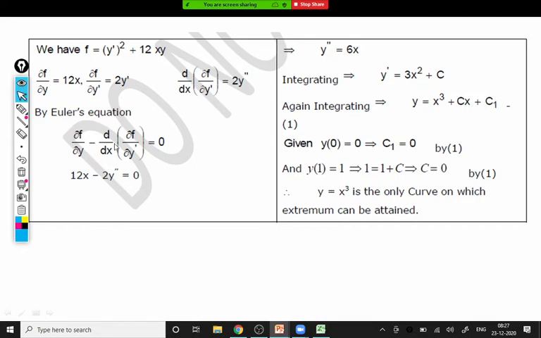I'm saying if you differentiate, then you have to integrate twice, and the same thing we have done. So multiple ways are there.